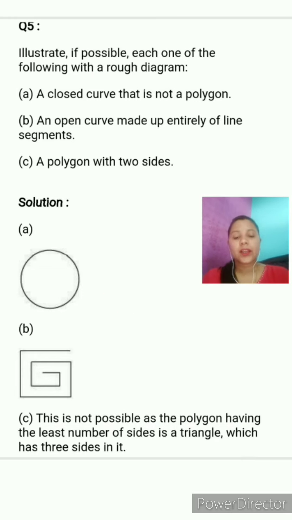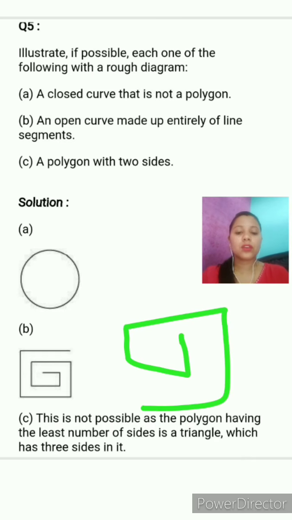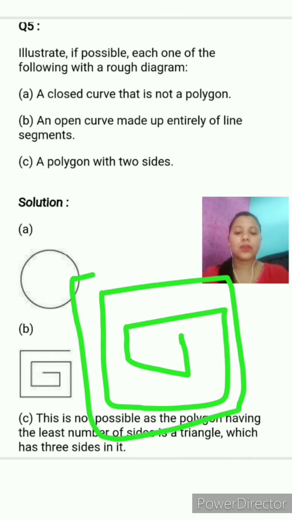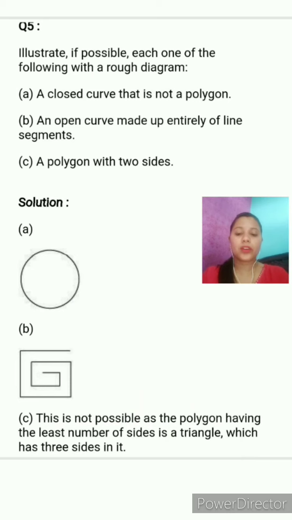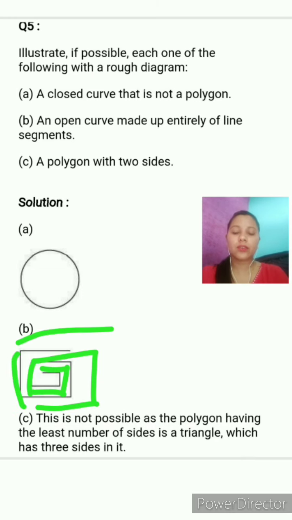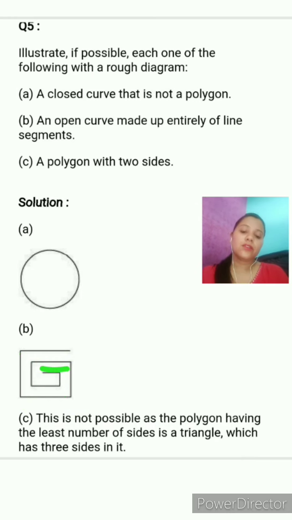Question B is an open curve made up entirely of line segments. In this question you have to draw an open curve but with line segments. So the answer is this one. That is the open curve, but with the help of line segments. These are the line segments: first, second, third, fourth, fifth, sixth, 7, 8, 9. So it's an open curve made by 9 line segments.